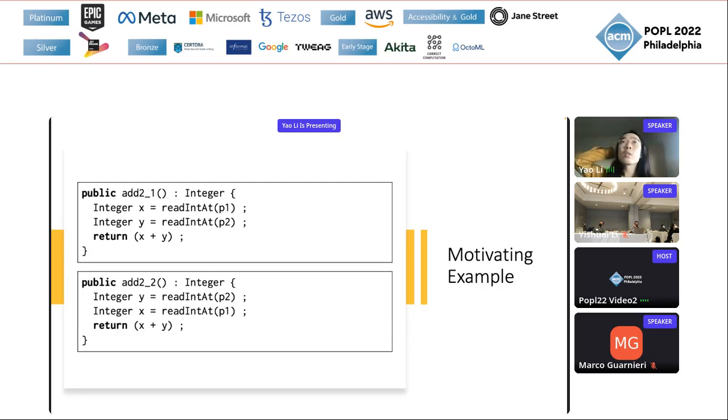And what is this read integer at? Well, it's an effect. It's an effect that reads from the external environment. And the thing is, we do not know anything about the external environment. And so we have no assumption on that. So now the question is, are these two programs equivalent? Well, since this is a technical talk, apparently this is going to be a trick question, and the answer is that it depends. But it depends on what?